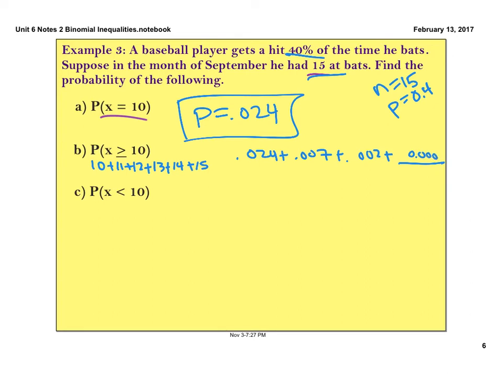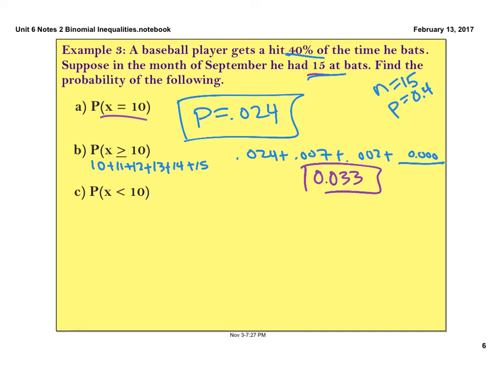So I don't need to add the 13, the 14, and the 15 because they're all zeros. So they're not going to make any difference to me. So let's add those three up. 0.024 plus 0.007 plus 0.002, and I get 0.033 for part B.